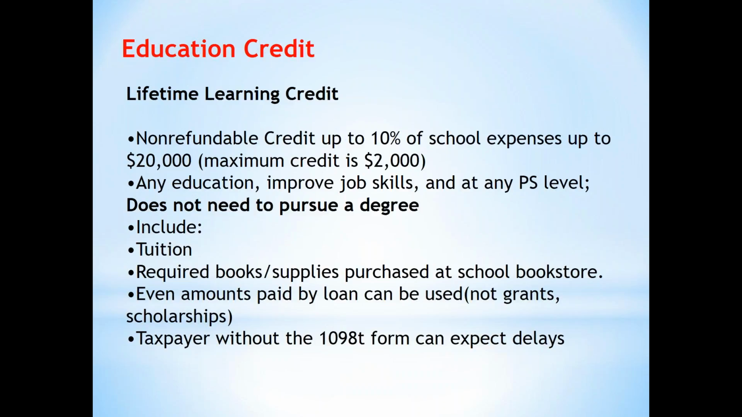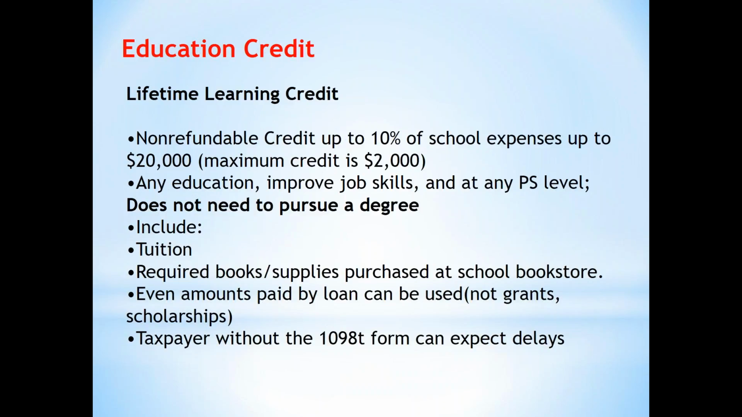I mentioned that there was another education credit, so the Lifetime Learning Credit is another great incentive for education. It's a little bit smaller than the American Opportunity Credit. So the non-refundable credit is up to 10% of school expenses, up to $20,000. That basically means that the credit itself is worth up to $2,000. So it's a little bit lower. It's $2,000 instead of the $2,500 for the American Opportunity Credit. But it can be used in different circumstances.